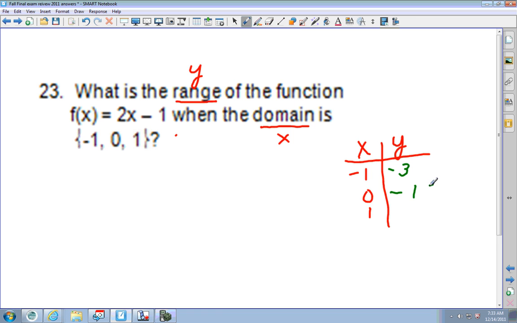So my answer right here would be 1. Now, I would have range equals, set notation, -3, -1, and 1.